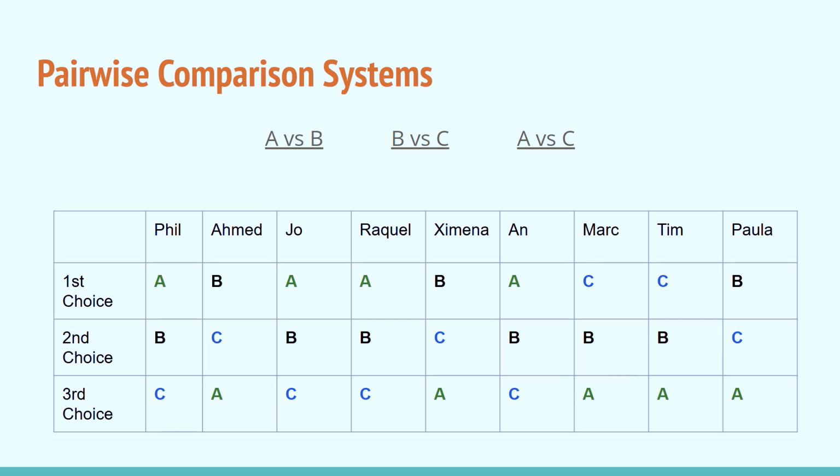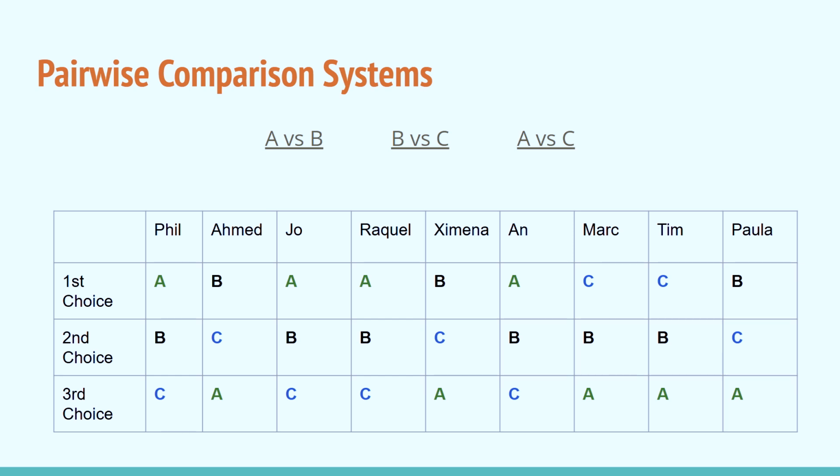So if I have Phil, who does Phil prefer? A. Phil likes A better, right? Ahmed likes B better, even though C's in the middle, right? B is higher than A. What about Mark? Who does Mark prefer? B, right? Yeah, even though B is not their top choice, it's higher than A. So all I'm doing is looking and comparing what's on top, B or A.